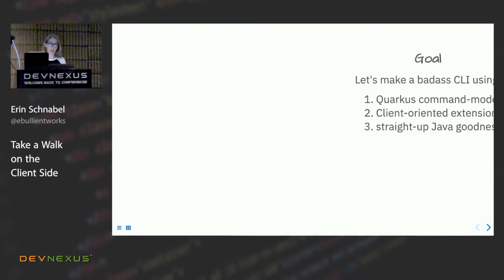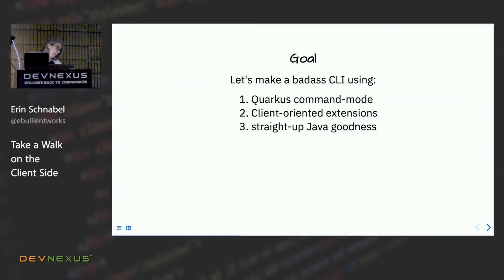so that you end up with something that people are happy with. So our goal today, I am not the best live coder, so you guys are just going to laugh at me a lot, and I'm going to try not to have any F-bombs. We'll see how well I do. We're going to try to use Quarkus command mode to create a badass CLI using some Quarkus extensions, some CLI-focused extensions, and then just a lot of straight-up Java goodness.